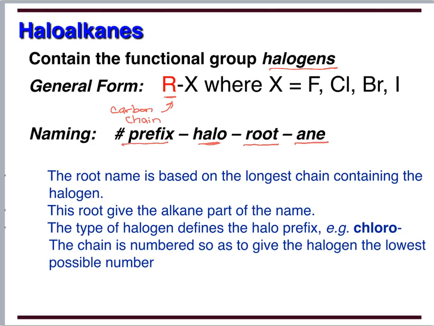So the root of the name, just like it says in blue here, is the longest straight chain. I promise I will not give you branch chains to add on top of it. So we'll just be naming straight chain ones. The root to the alkane is where we get that root, so count the number of carbons. That's how we get that root number. The type of halogen determines the halo prefix, so chloro, bromo, fluoro, iodo. And the chain is numbered so that the lowest number is the halogen. That's pretty much exactly like we were doing for double and triple bonds, only now we're going to make the lowest number the halogen side of the chain.